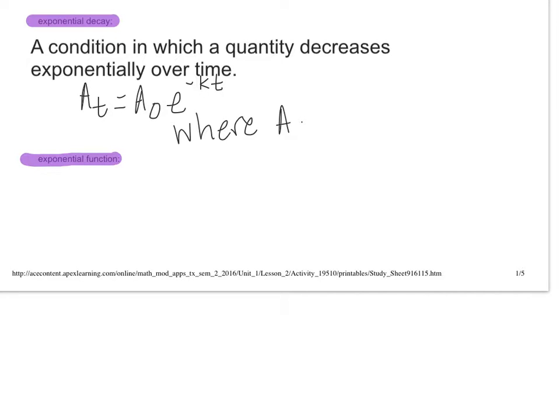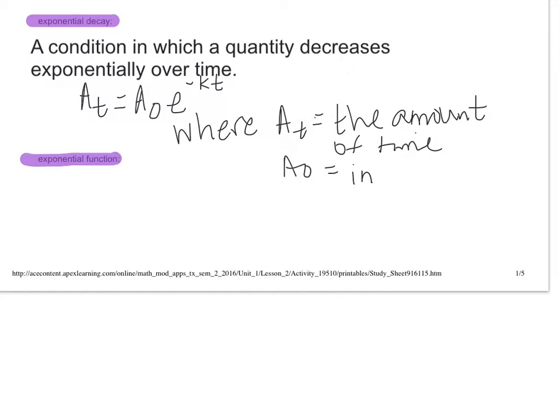So A subscript T is going to be the amount at that time. A subscript O is going to be the initial amount. T is just going to be time. And K is just going to be the constant called the decay constant.